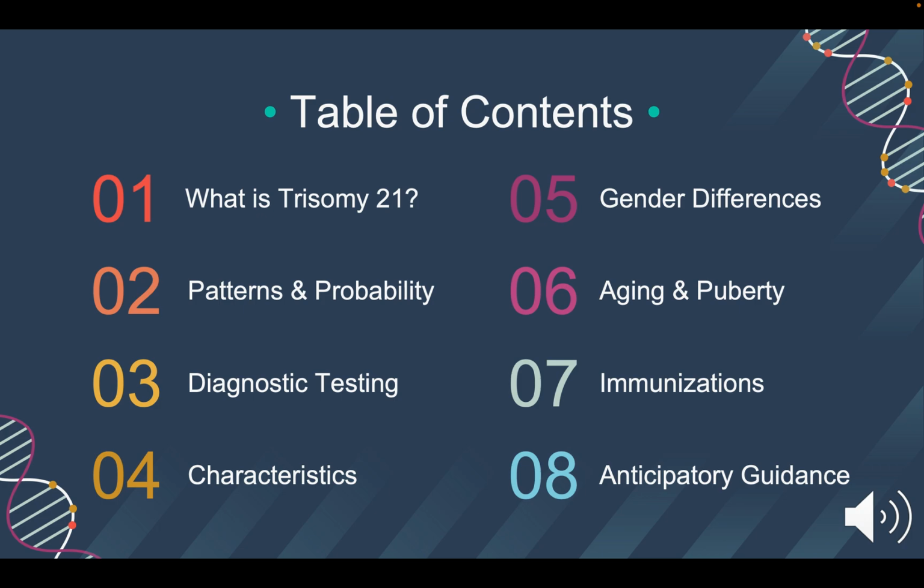We will be discussing what is trisomy 21, patterns in probability, diagnostic testing, characteristics, gender differences, aging and puberty, immunizations, and anticipatory guidance.